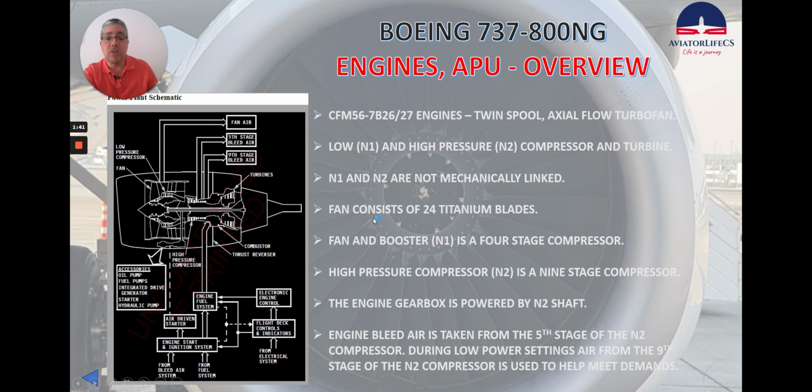The fan consists of 24 titanium blades. Fan and booster N1 is a 4-stage compressor. The high pressure compressor N2 is a 9-stage compressor. The engine gearbox is powered by the N2 shaft. Engine bleed air is taken from the 5th stage of the N2 compressor. During low power settings, air from the 9th stage of the N2 compressor is used to help meet demands.